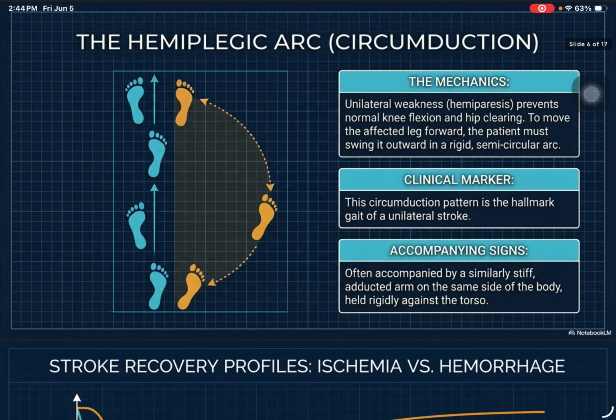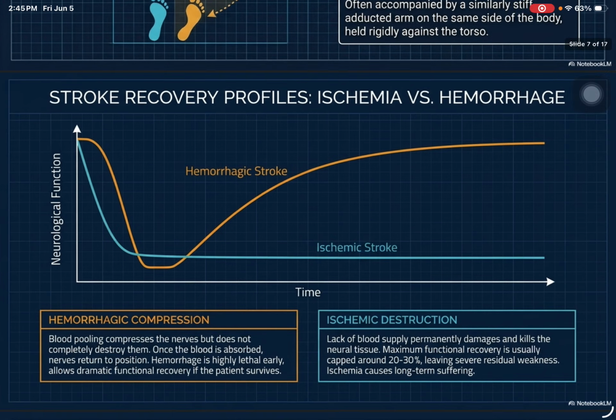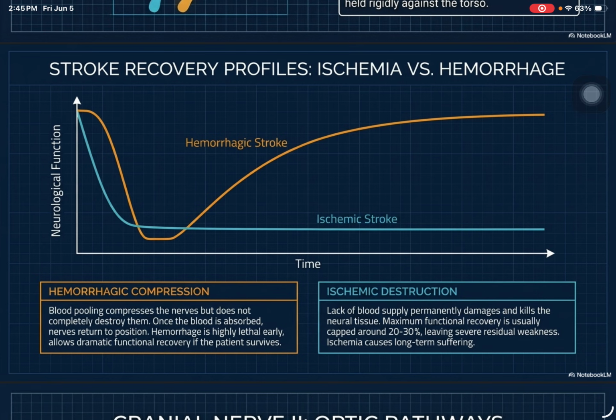Hemiplegic gait with circumduction: unilateral weakness prevents normal knee flexion and hip clearance. To move the affected leg forward, the patient must swing it outward in a rigid semi-circular arc. The circumduction pattern is the hallmark of unilateral stroke. It is often accompanied by other signs, with the arm on the same side of the body held rigid against the torso. Stroke recovery profile: ischemic versus hemorrhagic.